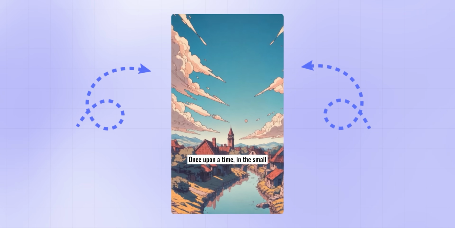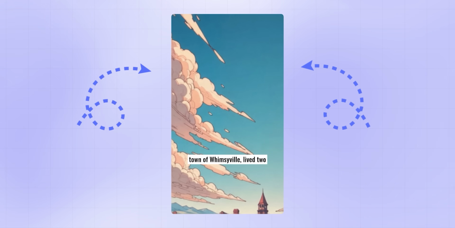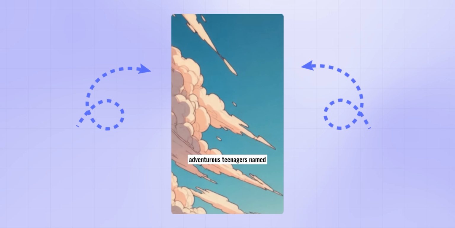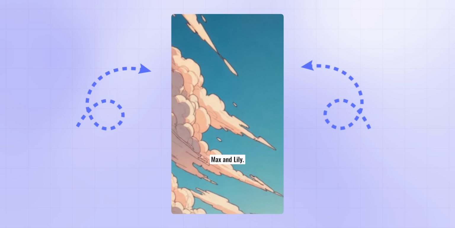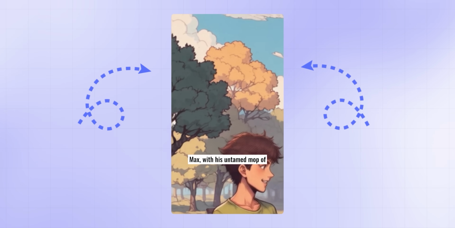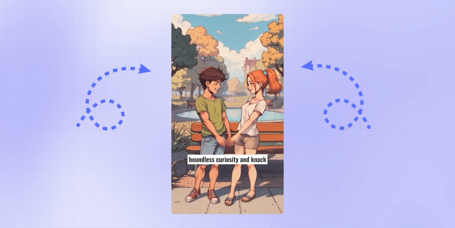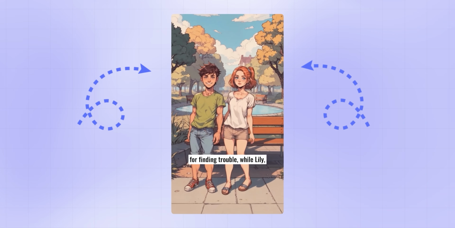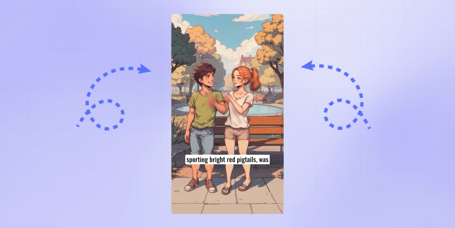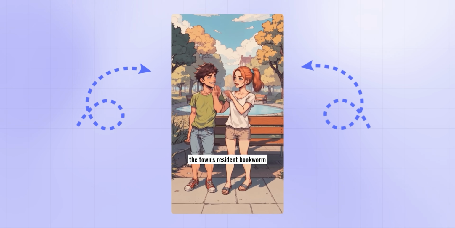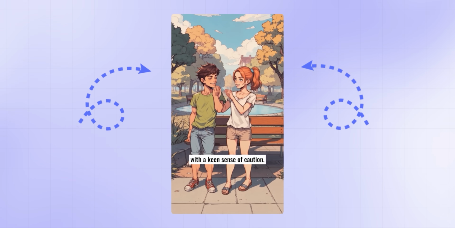Once upon a time, in a small town of Whimsyville, lived two adventurous teenagers named Max and Lily. Max, with his untamed mop of brown hair, was known for his boundless curiosity and knack for finding trouble, while Lily, sporting bright red pigtails, was the town's resident bookworm with a keen sense of caution.